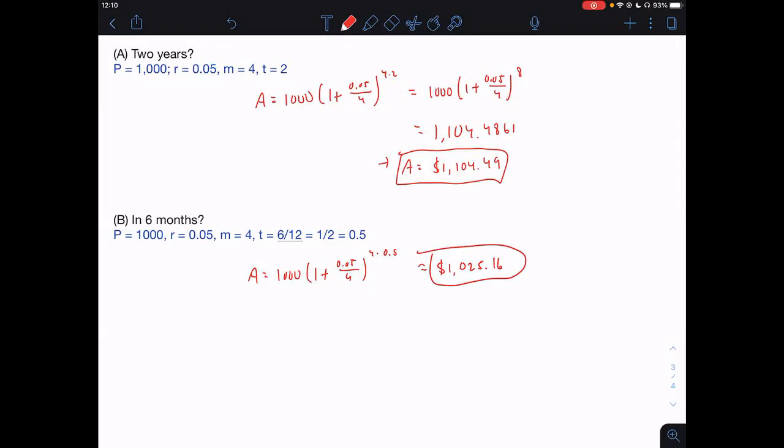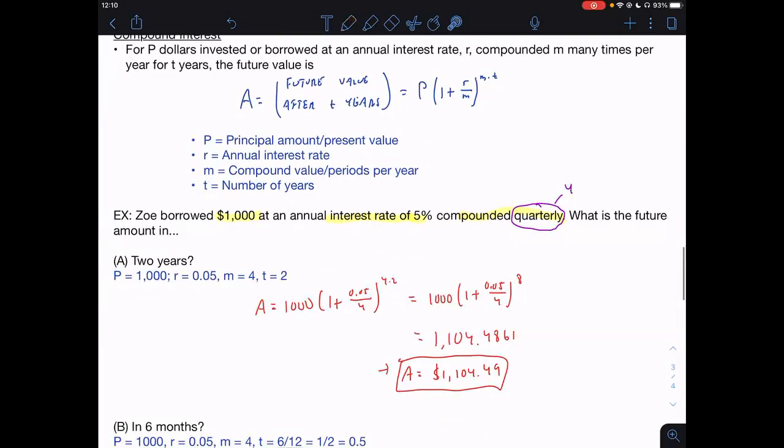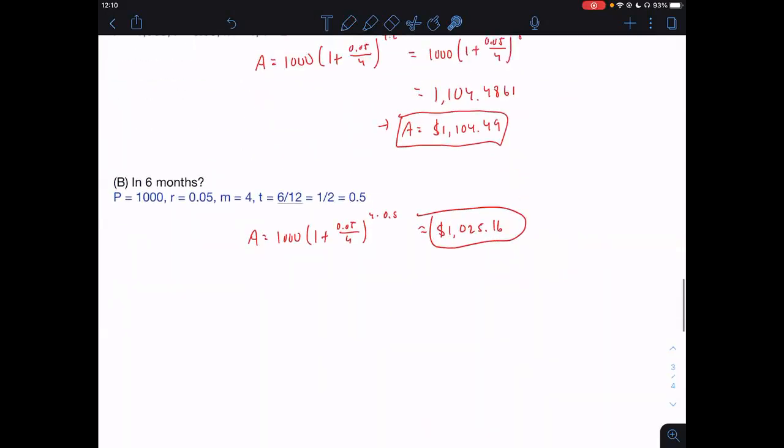If we want to figure out the future value of an investment or loan that we're taking out at an annual interest rate compounded a certain number of times per year, then we have to use the compound interest formula, defined as P times parentheses 1 plus R over M, raised to the M times T.